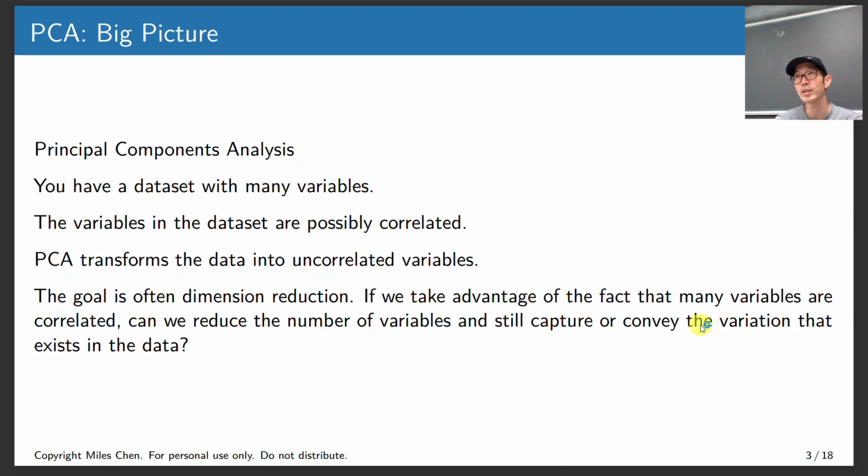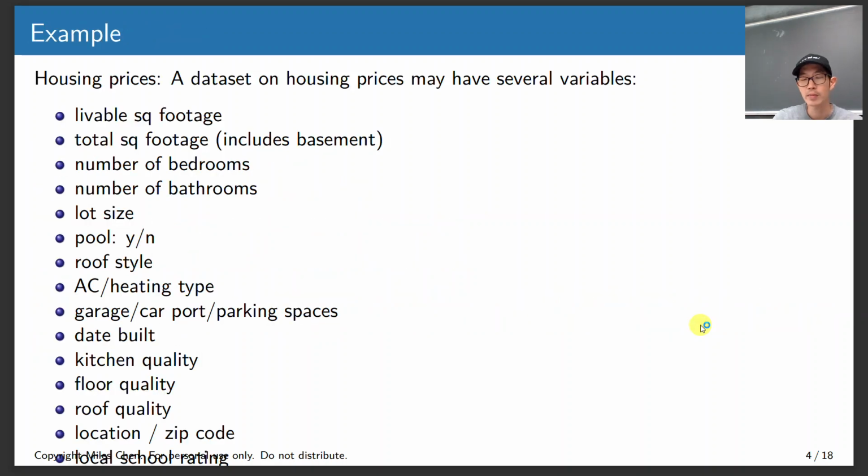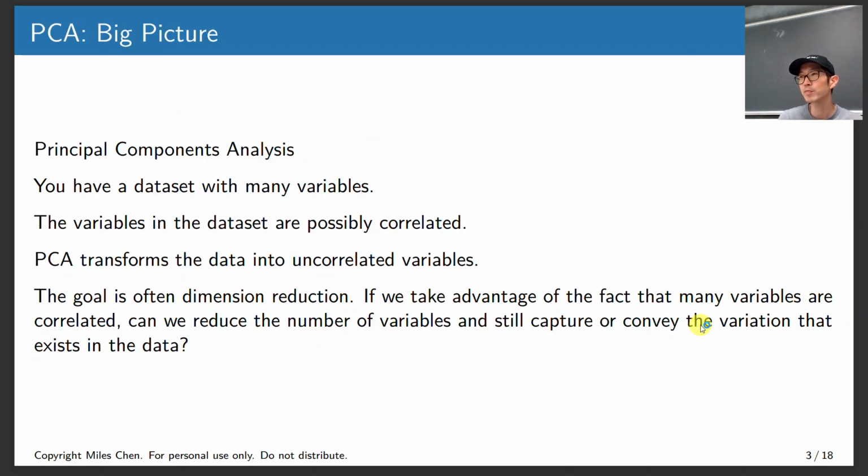And so can we reduce the number of variables and still capture or convey the original variation that exists in the data? But by definition, a reduction in variables is going to result in a loss of information. So if you used to have 30 variables and you go down to 3 variables, you're going to lose some information. But the idea is you want to minimize the amount of information that you're losing.